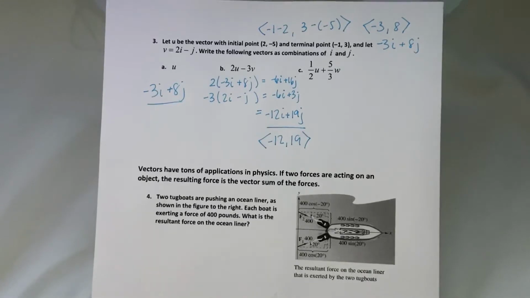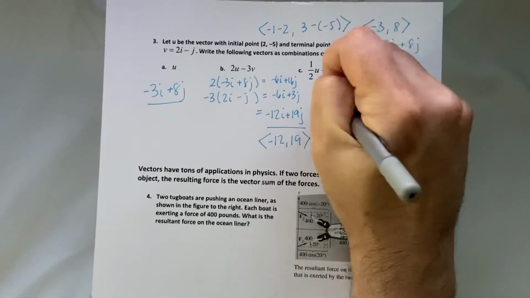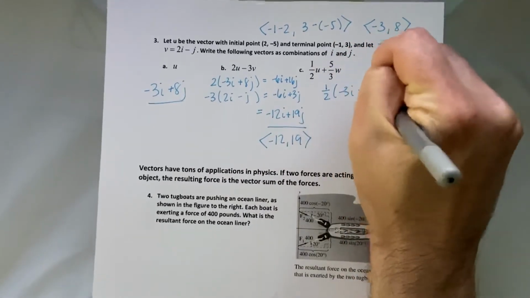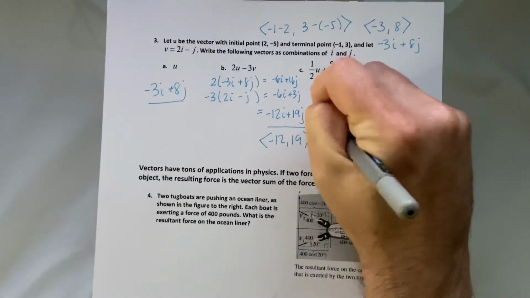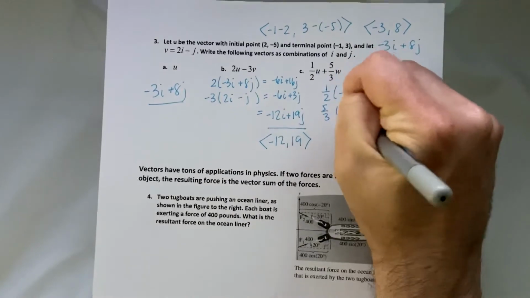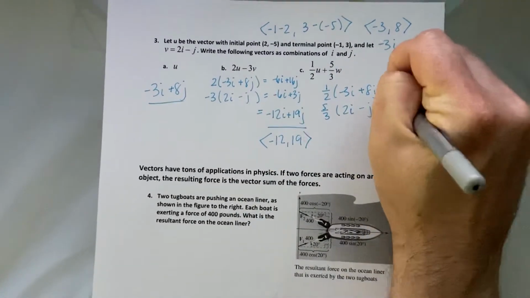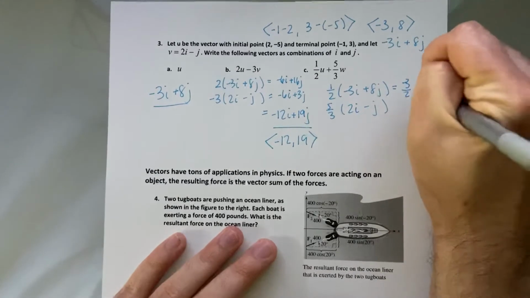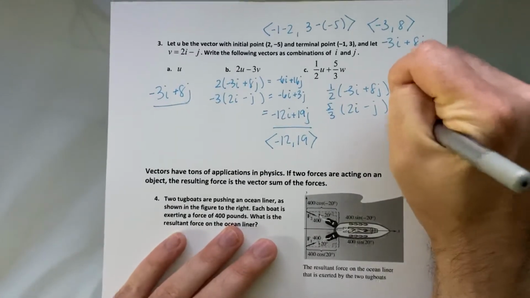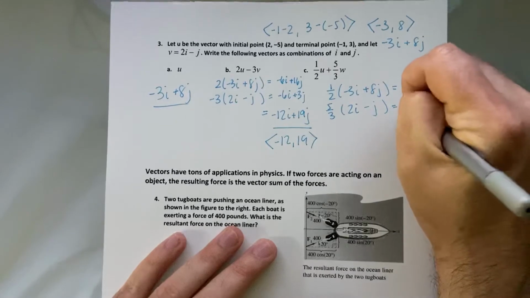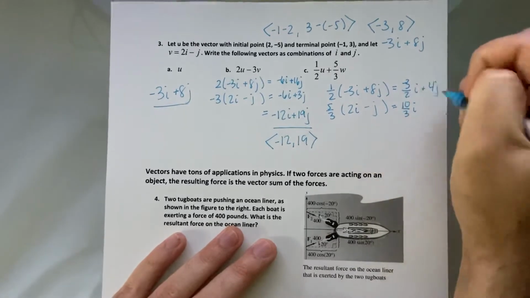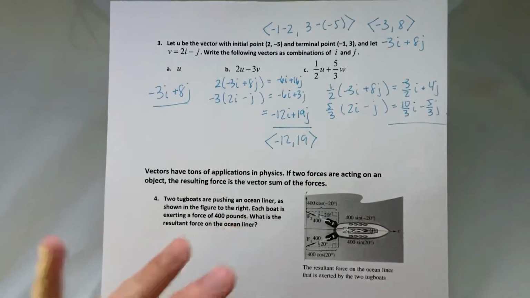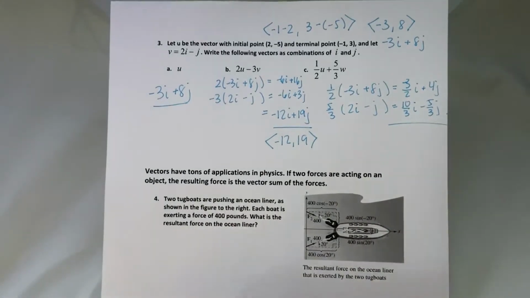Half u plus 5/3 v. So we've got half of (-3i plus 8j), and 5/3 times (2i minus j). That would be -3/2 i plus 4j. This one is 10/3 i minus 5/3 j. You think it might work out nicely, but it's not going to.